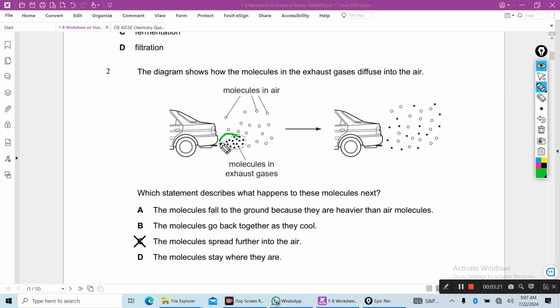These molecules start in one place and then mix into the air. So the molecules spread further into the air. You see, these small molecules spread throughout the air. So C is the right answer. The molecules spread further into the air.